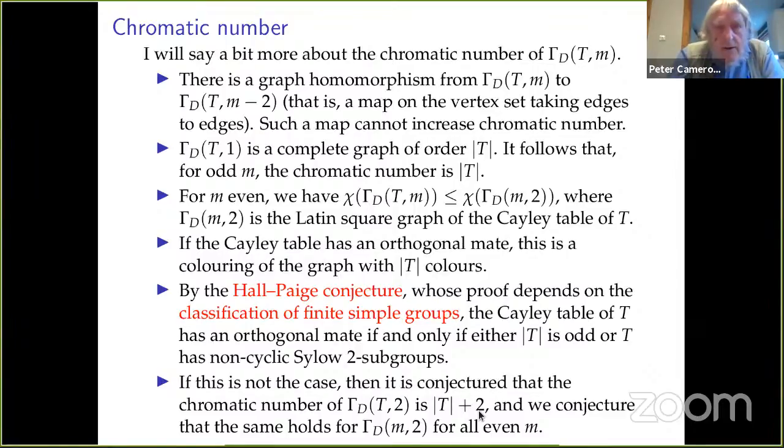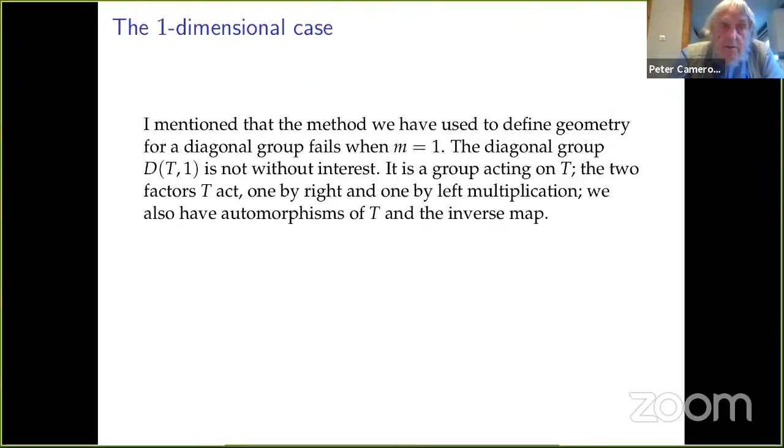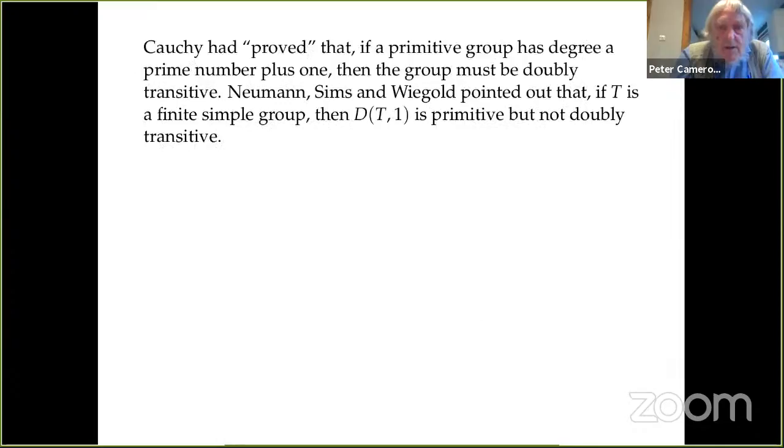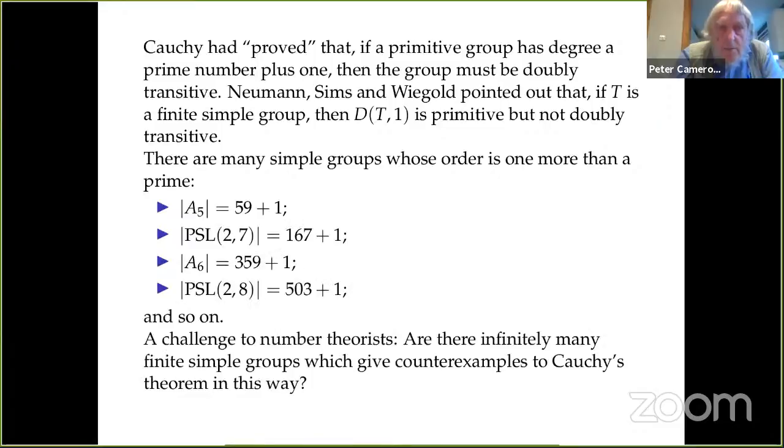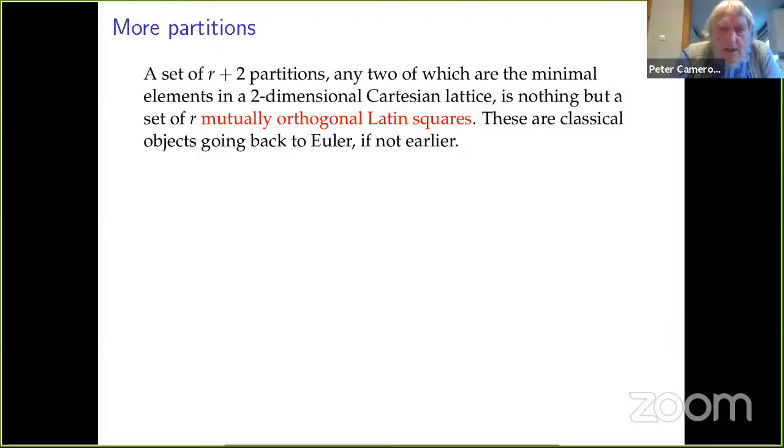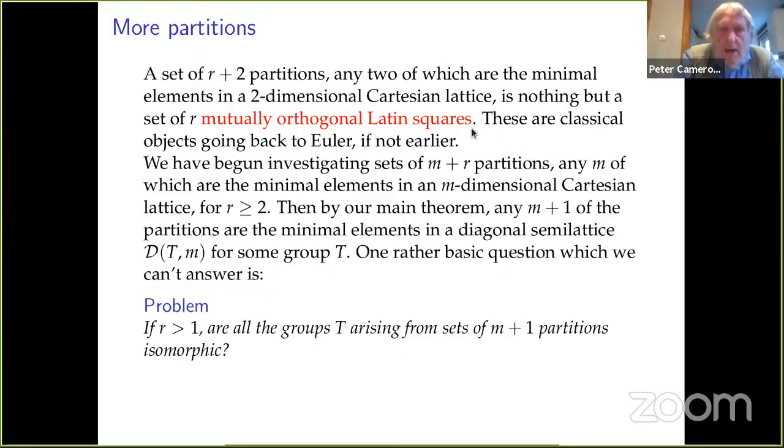Now, I'm practically out of time, so let me just tell you, the slides will be available, I hope. So these are the things I would have talked about if I'd had more time. The one-dimensional case, which leads to an interesting number theoretic problem. Then you might say, well, I took M plus one partitions, any M forming a Cartesian lattice. What if I take M plus R? Well, if M is two, so that we're doing Latin squares, this is mutually orthogonal Latin squares. So we're asking about families of mutually orthogonal Latin squares. But for larger values of M, remember that suddenly a group appears and we're working over a group. But there are still very interesting questions about this.